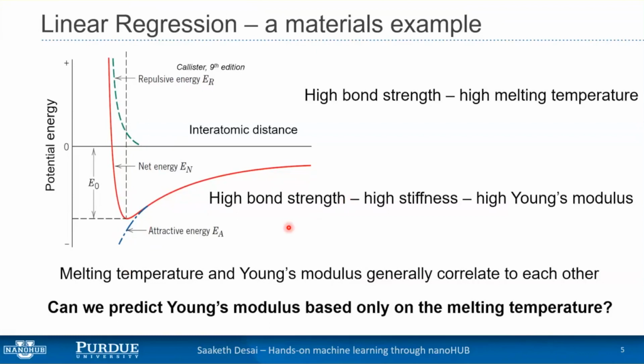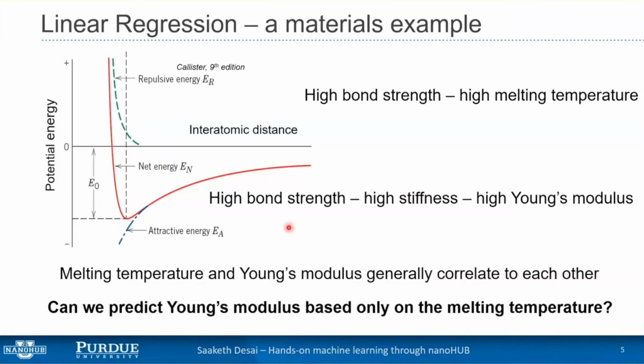And that is, in some sense, our first foray into machine learning. We intuitively know that this data should be correlated. Can we explore that, and can we start fitting models to make predictions? The first model we'll make is linear regression, which means that we will try to predict the Young's modulus based only on the melting temperature. So the answer to the question, can we even do that?